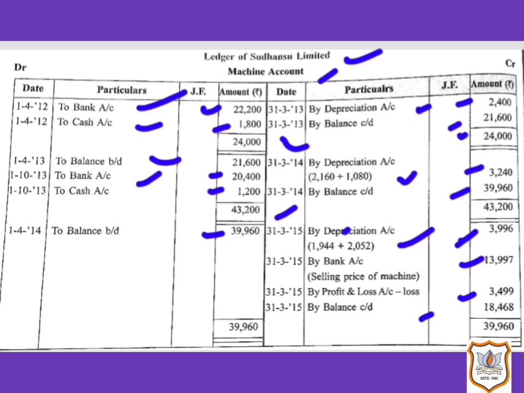Now if we deduct here, the total amount in the debit column is more, that is 39,960, and if we deduct the amounts in the credit column, that is 3,996, 13,997 and 3,499, if we deduct all these amounts, we will get the closing balance, that is 18,468. So this is the closing balance of the machine at the end of this year.